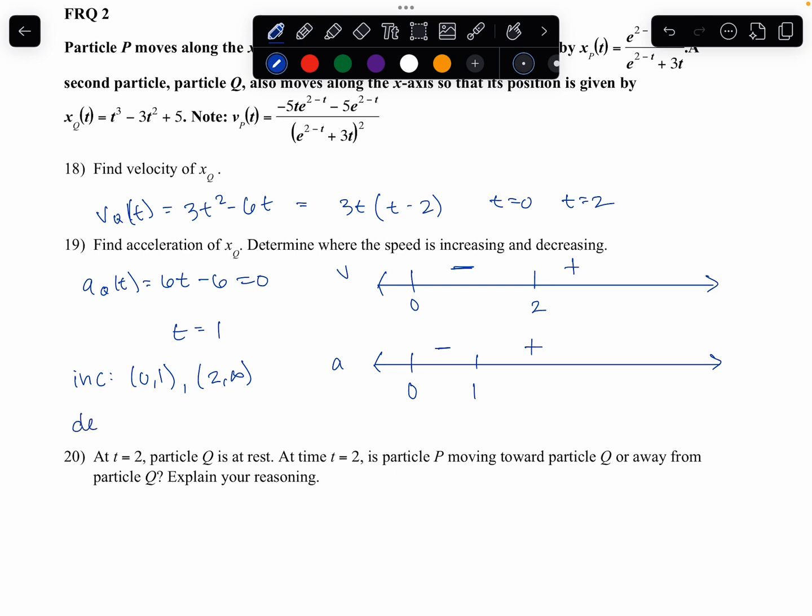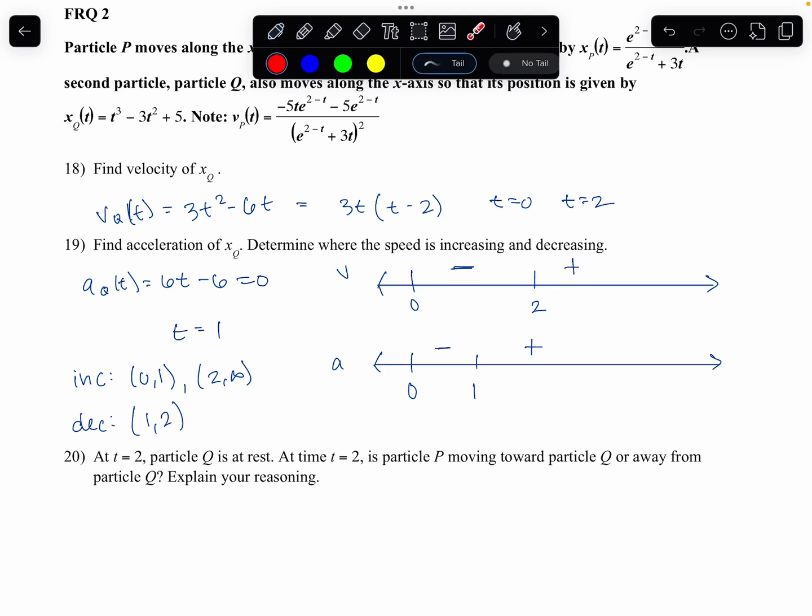And then decreasing whenever they have opposite signs. You can see that's going to be between 1 and 2, because acceleration is positive but velocity is negative there. So speed is going to be decreasing from 1 to 2.